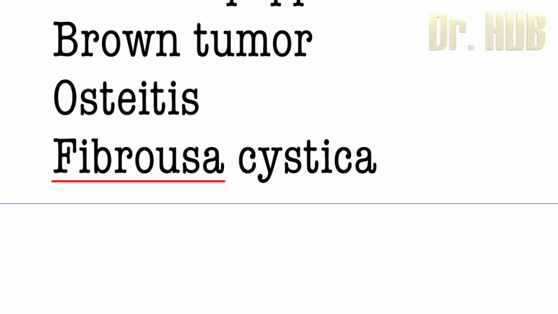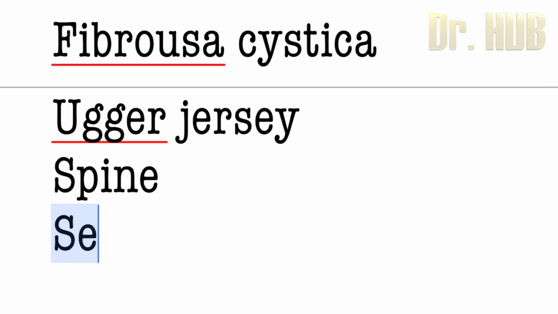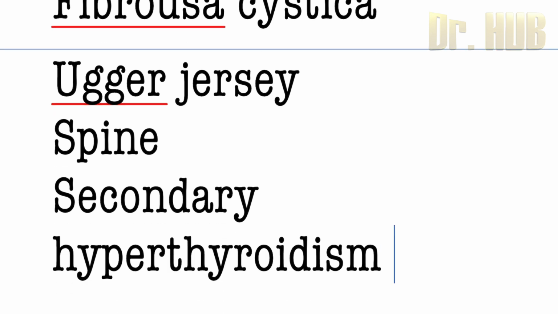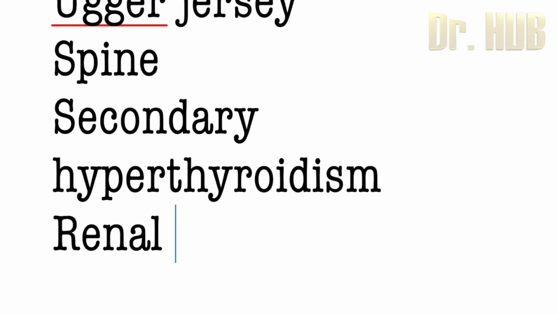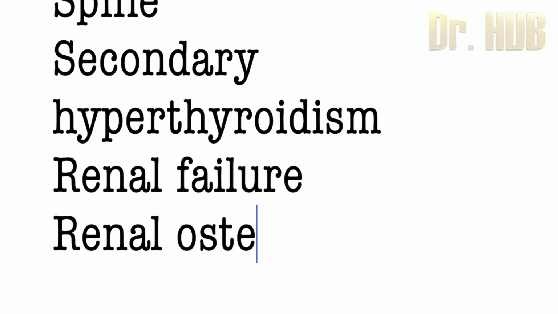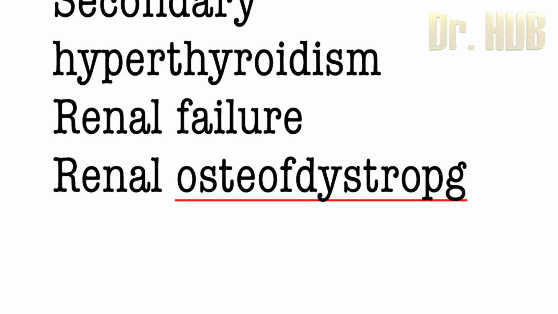This is most commonly seen with primary hyperparathyroidism. There is also the rugger jersey spine, and this is seen in secondary hyperparathyroidism and is common with renal failure. The rugger jersey spine is a renal osteodystrophy, and it also shows alternating end plate sclerosis.